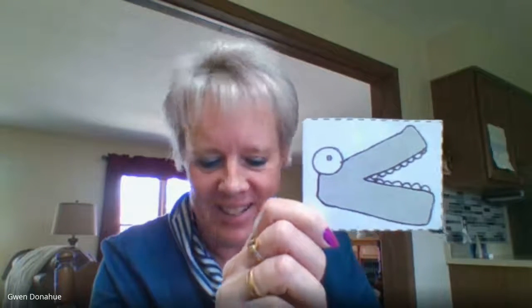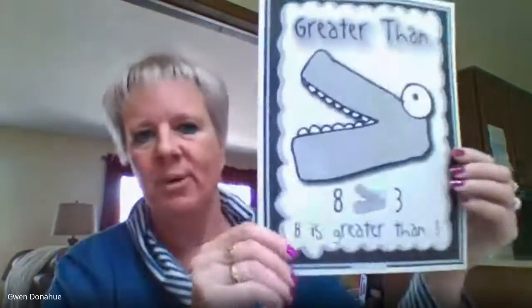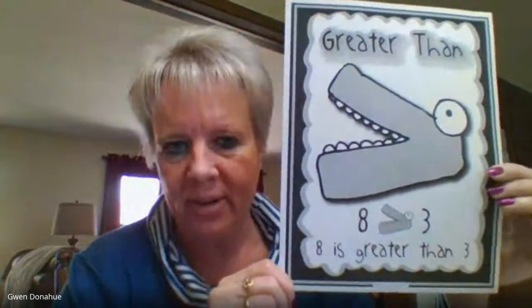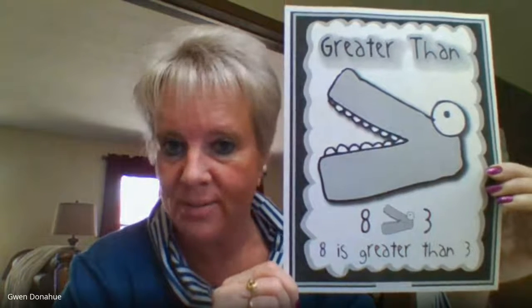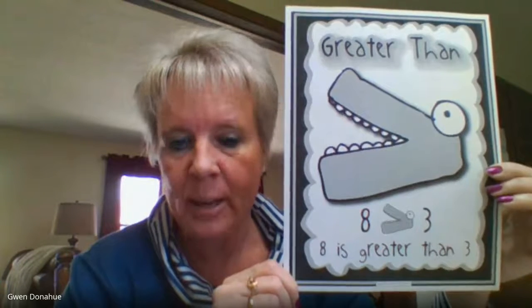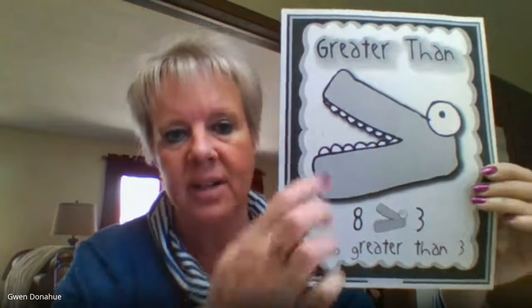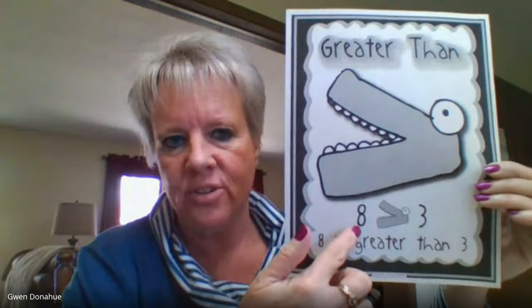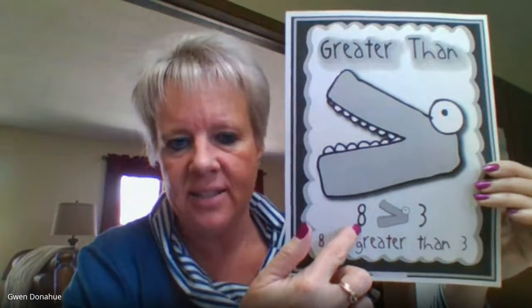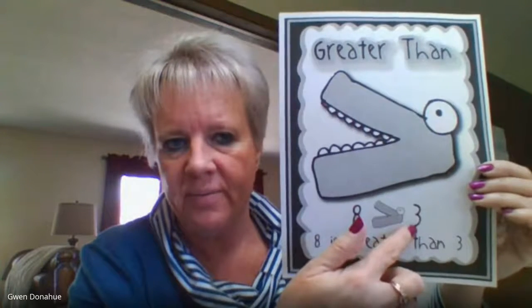Munch, munch, munch. Remember our number muncher from yesterday in our math lesson? All right, so here we go. Number muncher likes to eat the bigger number, the number that's greater than, the number that's more. All of those words mean the same thing: greater than, bigger, more. So this way, when he faces this way, he's eating the larger number over here. So 8 is greater than 3.